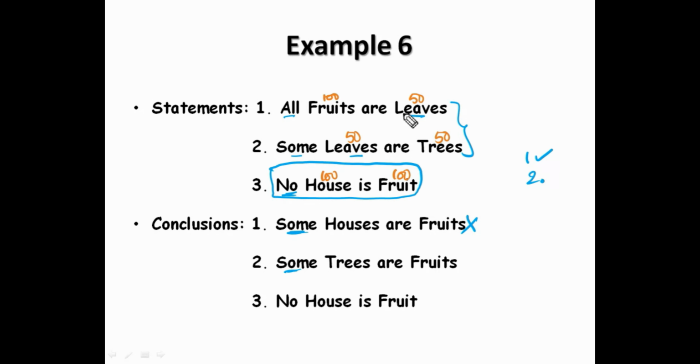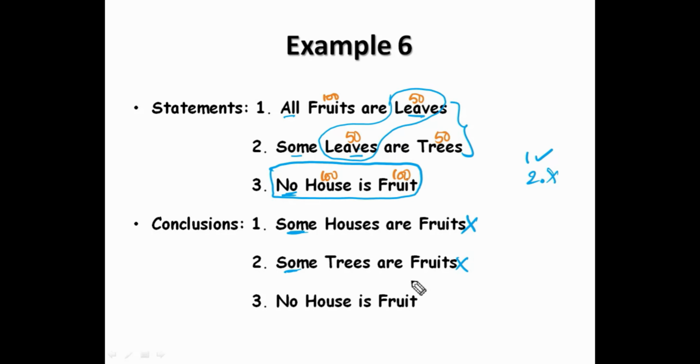Step 2. Can you combine these two? No, sir, because both are having 50 values only. For a common value, at least one value must be 100. There is no value of 100. That's why step 2 is not cleared, which means it does not follow.